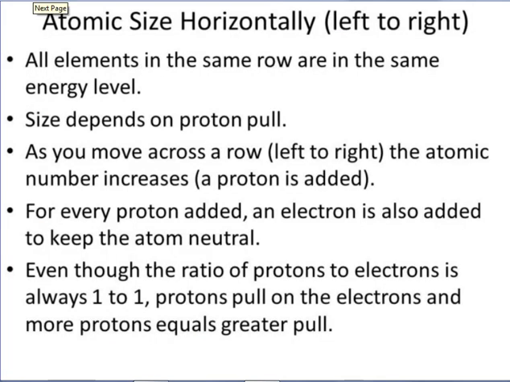The horizontal trend, the left to right trend, again, it's all about that proton pull. As you move across one row, if you're going left to right, you're looking in the same row. The atomic number is going to increase as you go to the right, which means a proton is added. Even though protons are added and electrons are added, that proton is going to have a strong pull, and it's going to make everything in that same energy level in that row get closer and closer.